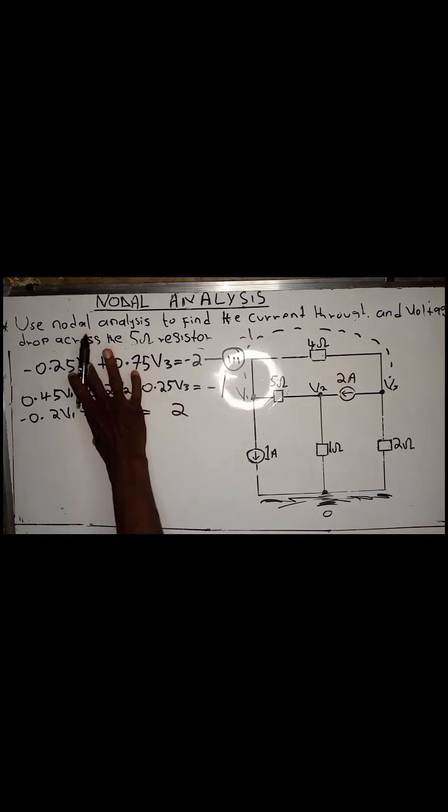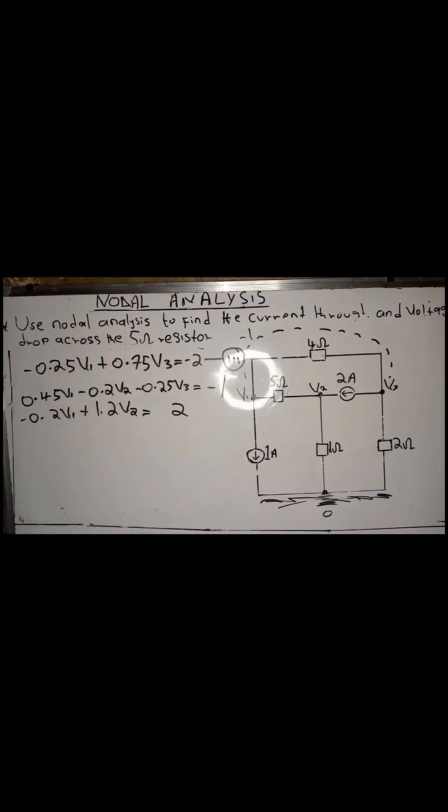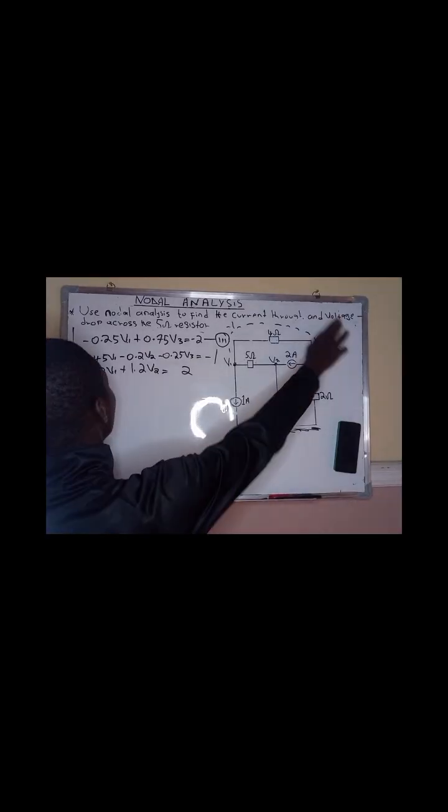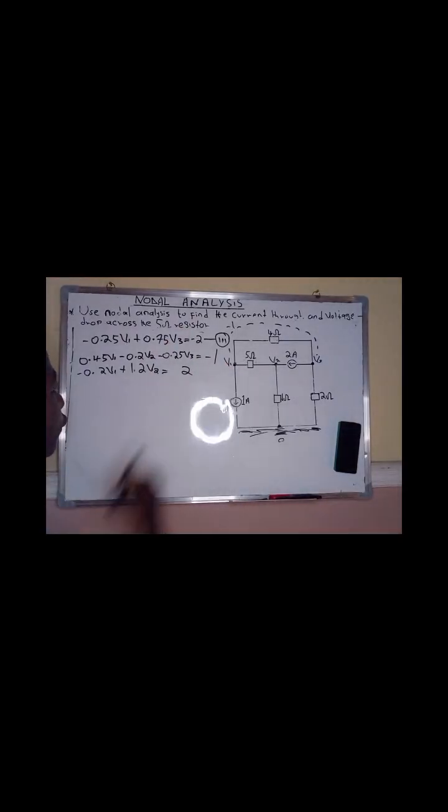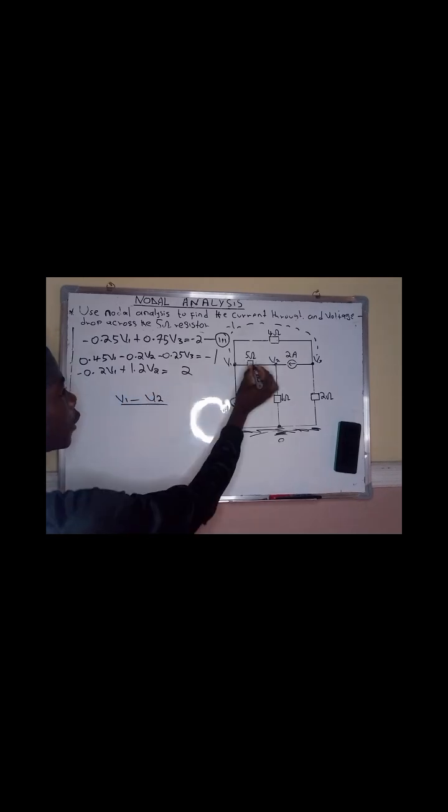So therefore, let me substitute them and find the value of my voltage, and the voltage across the 5 ohm resistor. As you can see, we have the first equation, the second equation, and the third equation. So we have to use the matrix form in order to find the voltage drop across the 5 ohm resistance. Across the 5 ohm resistance, we have V1 minus V2 over 5 ohm resistor. But we don't have the value of V1, and also we don't have the value of V2.